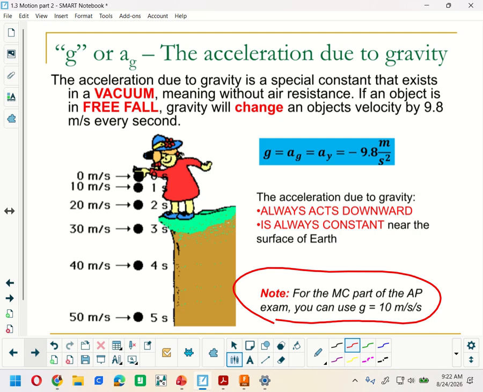So we're estimating. At 1 second, it is 10 meters per second. At 2 seconds, because it's accelerating at 10 meters per second every second, I'm up to 20 meters per second. 3 seconds, 30 meters per second. 4 seconds, 40. 5 seconds, 50. As we keep going down, it's going to keep increasing by 10 meters per second. And that is my velocity changing. Does that make sense?